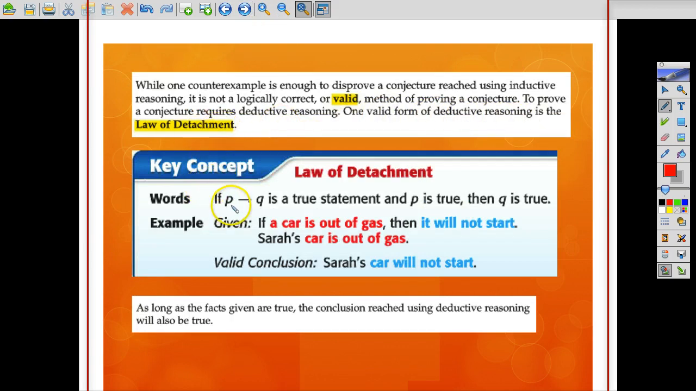So here you have: if P, then Q is a true statement, and P is true, then Q is true. For example, if a car is out of gas, then it will not start. Sarah's car is out of gas. Therefore, a valid conclusion is Sarah's car will not start. This is called the law of detachment. If P, then Q. As long as the facts given are true, the conclusion reached using deductive reasoning will also be true.